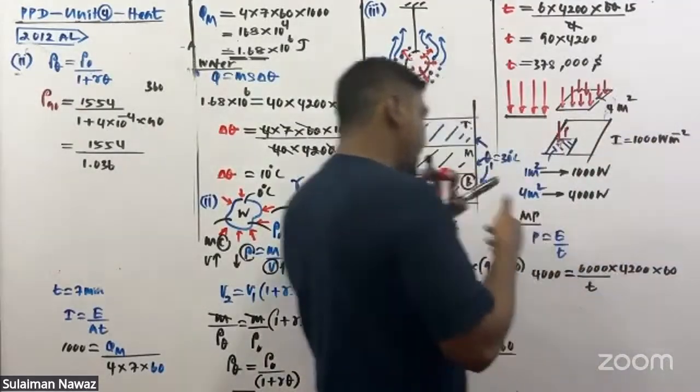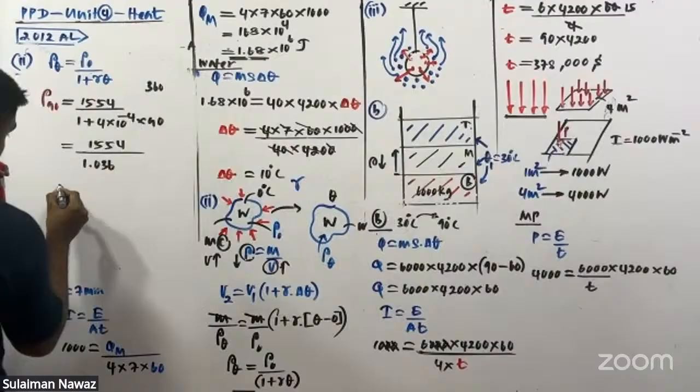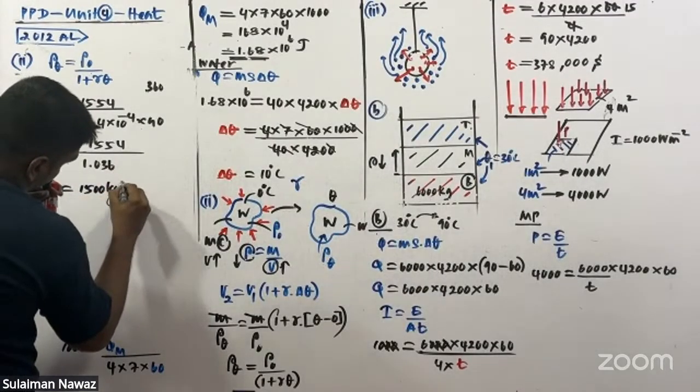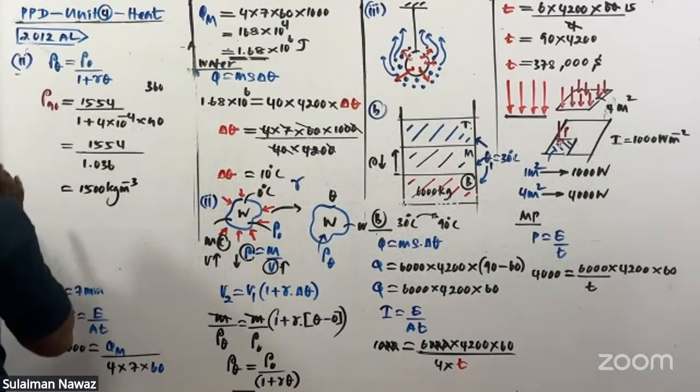1500, exactly. We are getting the answer as 1500 kg m minus 3. Please read this question once again. Okay, that is done.